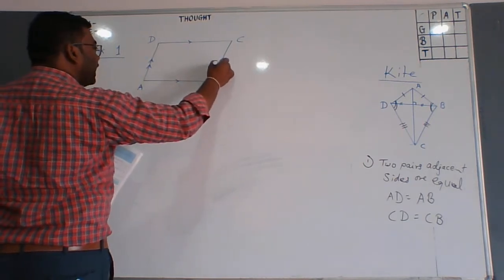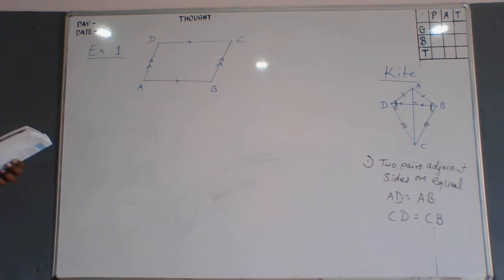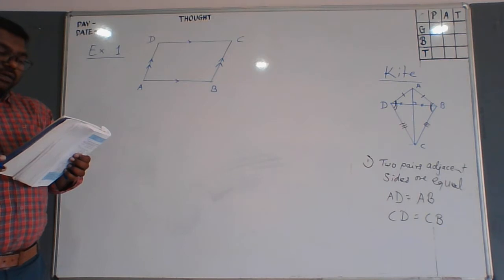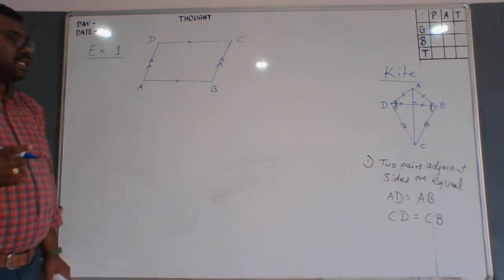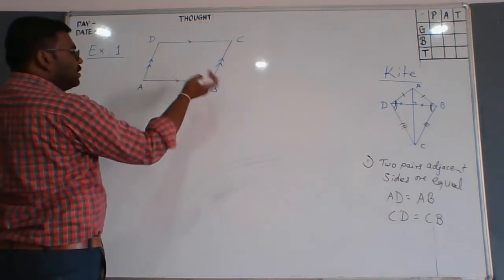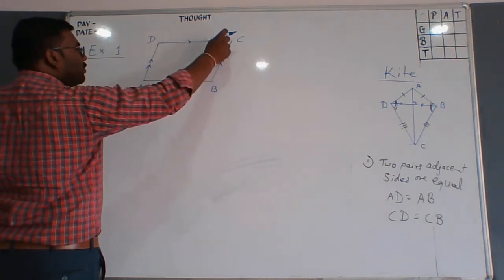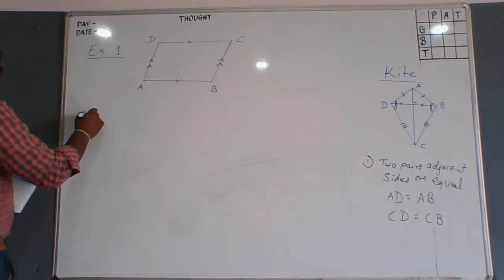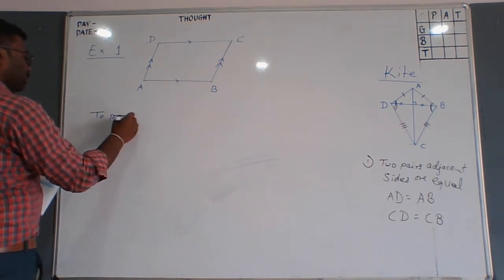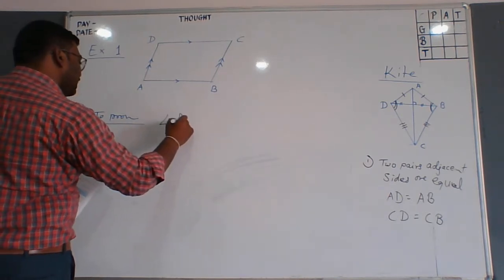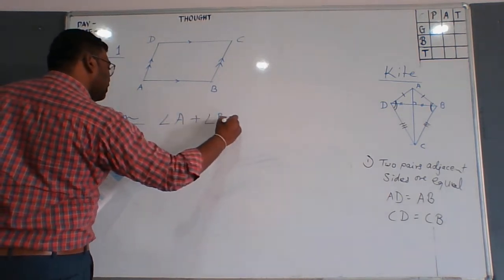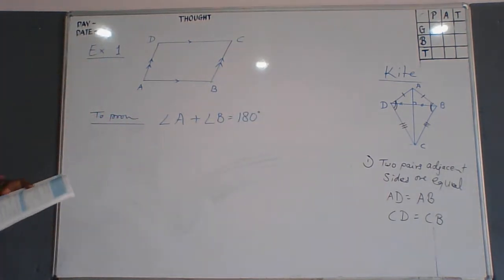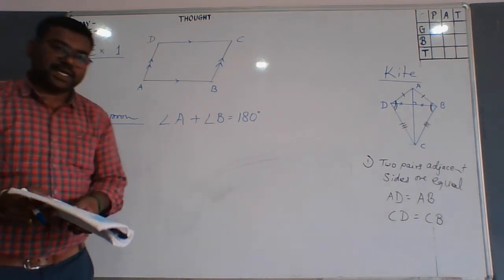We have to prove that its consecutive angles, any two consecutive angles. We can take angle A, angle B, we can take B and C, or we can take C and D, or we can take angle D and angle A. So for that, to prove, we will take angle A plus angle B equals 180 degrees. This is the property that we are going to learn for the parallelogram.